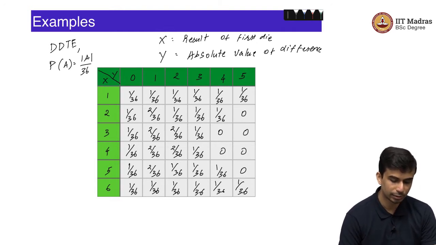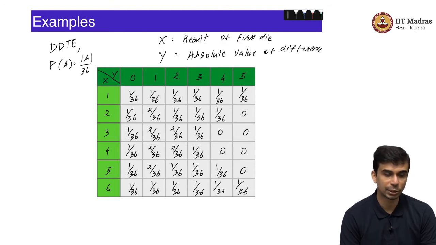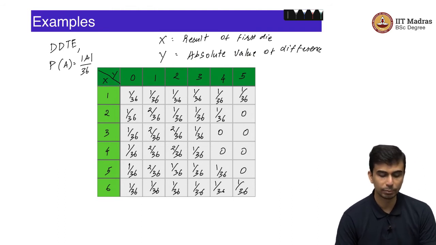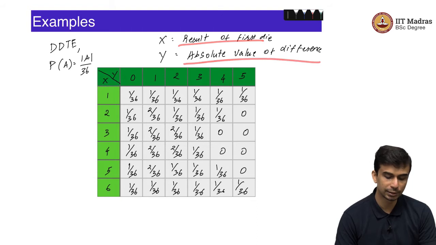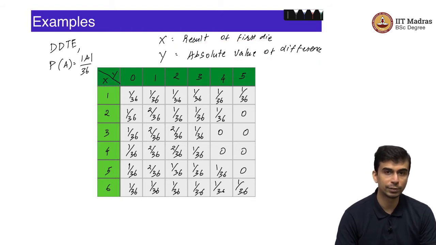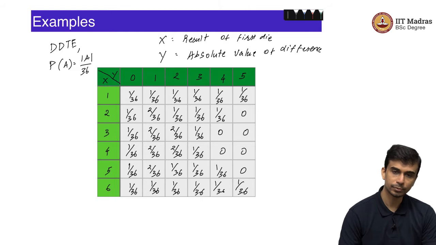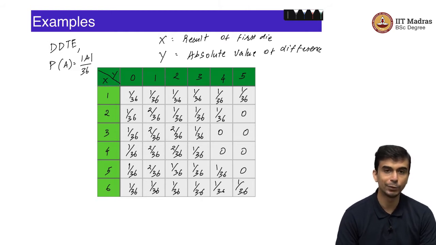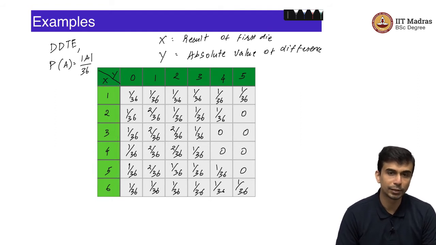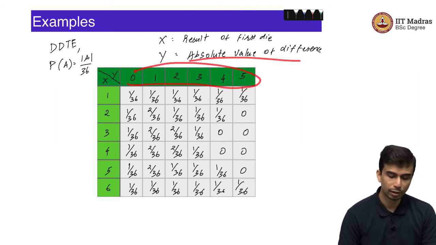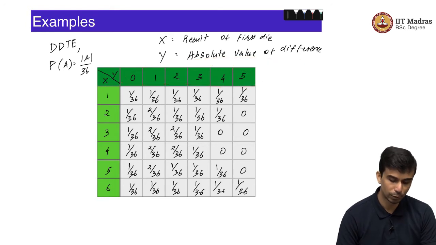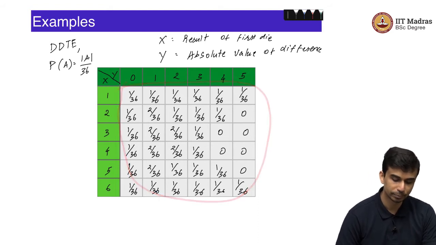Let us consider the standard double dice throw experiment with the counting probability measure, which corresponds to both the dice being fair. Let us take the 2 random variables, X being the result of the first die and Y being the absolute value of the difference between the 2 dice. We have individually analyzed both these random variables and we know their probability mass function, expectation and so on, but we have not analyzed them together till now. Let us do that. We know that the result of the first die can take values between 1 to 6 and the absolute value of the difference can take values between 0 to 5.